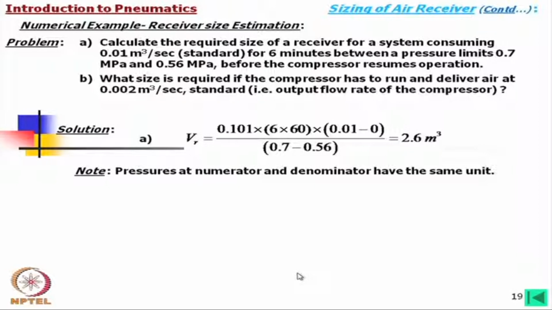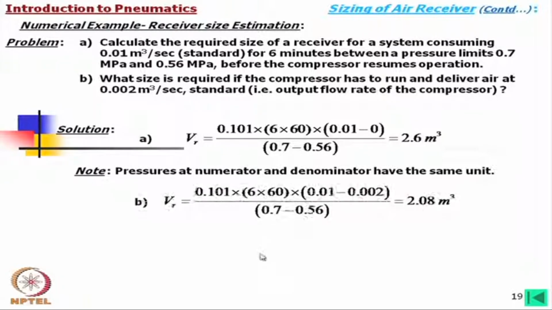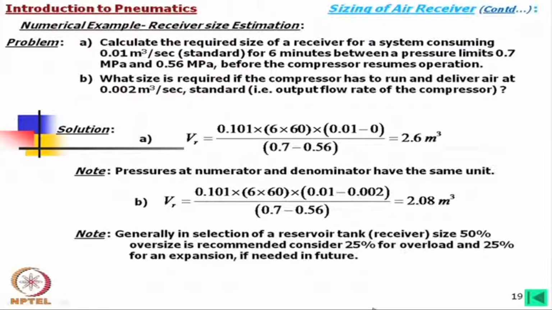Pressure at numerator and denominator have the same unit. That means, in this case you should take care that this should be the same unit, even if the pressure is expressed here in PSI, that is not a problem. And in case of B, as you can see, this is meter cube per second, the standard supply. So, for that we need 0.208 meter cube. Suppose this amount of flow as intake is provided, then we can reduce the capacity of the reservoir.